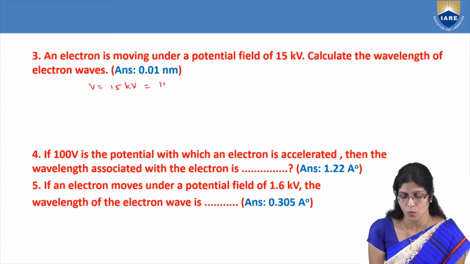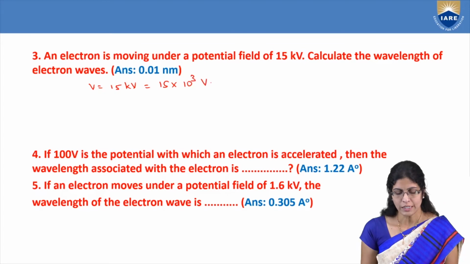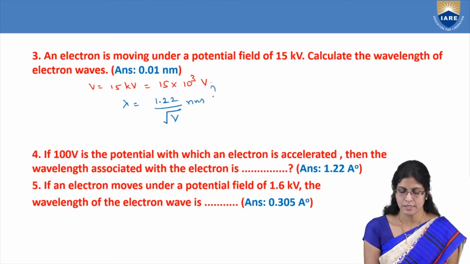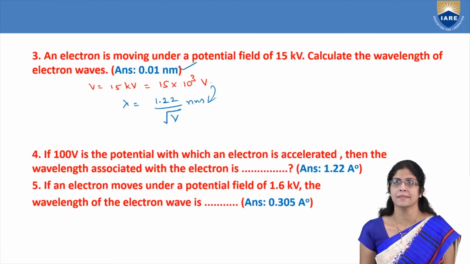15 kilovolt means 15 into 10 power 3 volt. So you need to find out lambda. Lambda is equal to 1.22 by root V nanometer. Substitute this here, and you will end up with this answer.